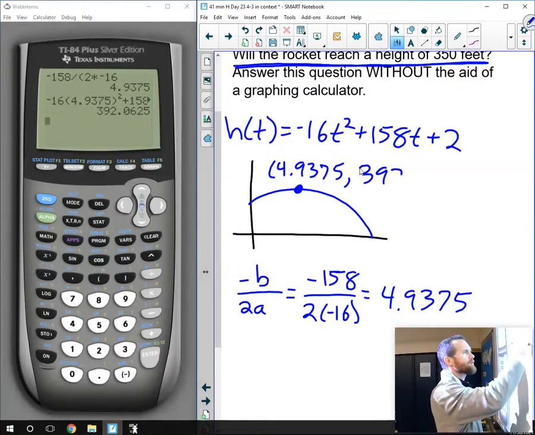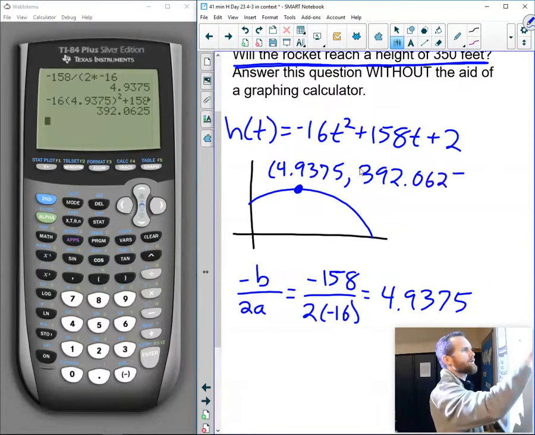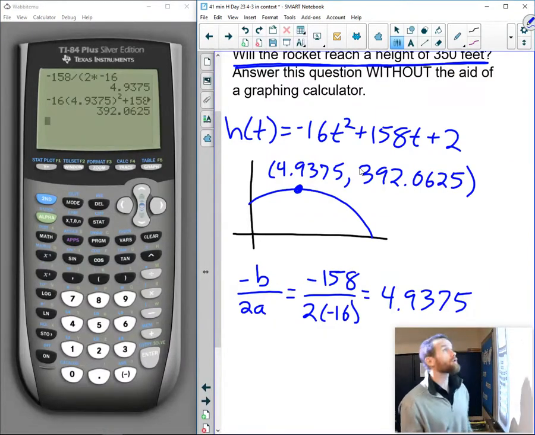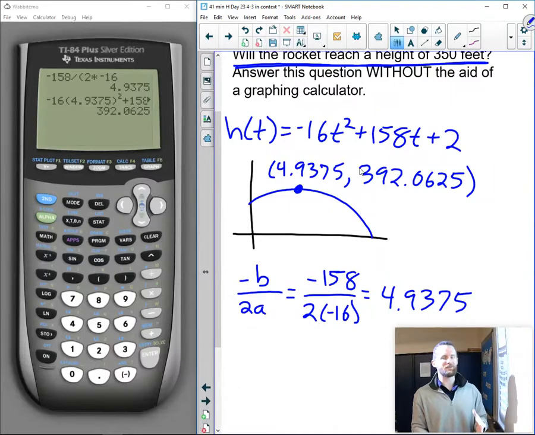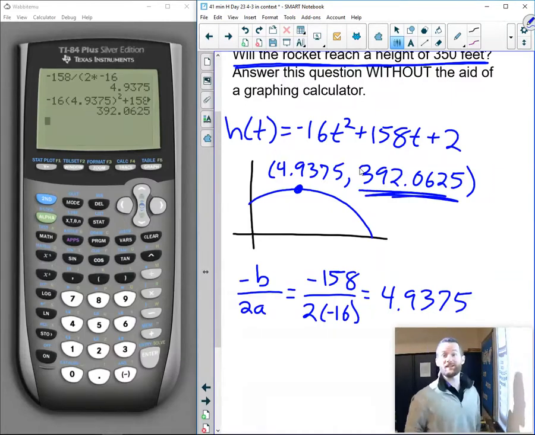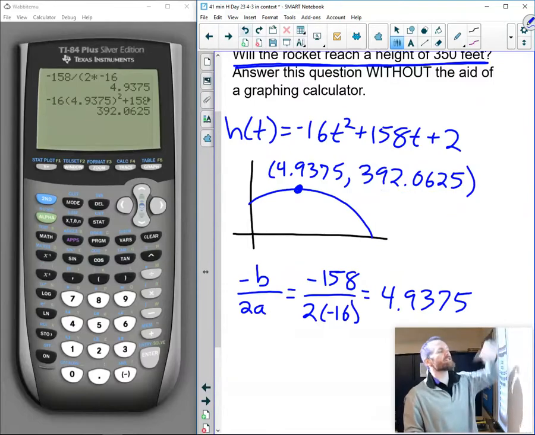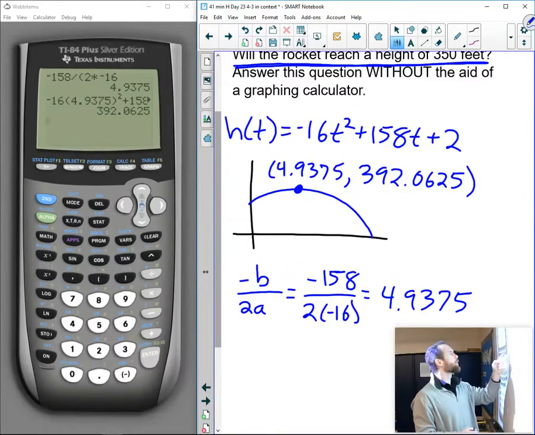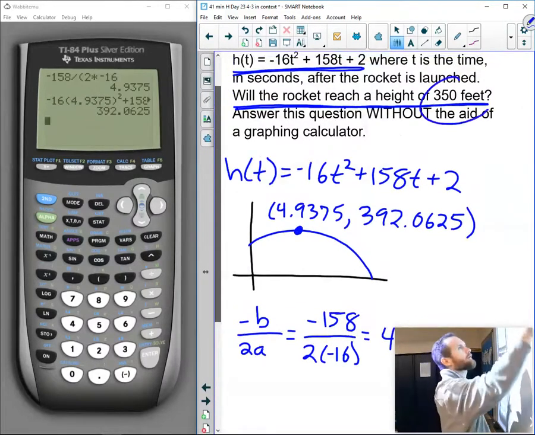392.0625. That's our vertex. So that's not our answer though. If we just say, oh, 392.0625 feet, that's going to be an incorrect response because they didn't ask us what the maximum height is. They said, will it reach a height of 350 feet?